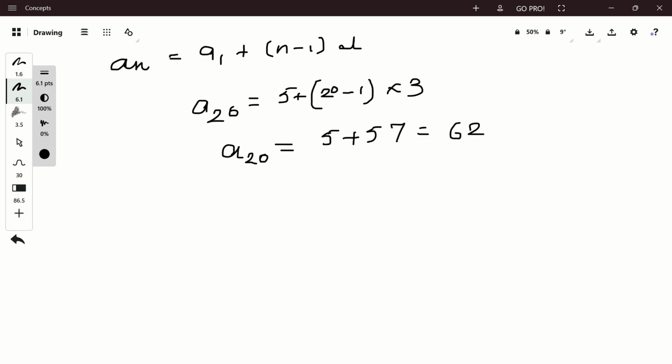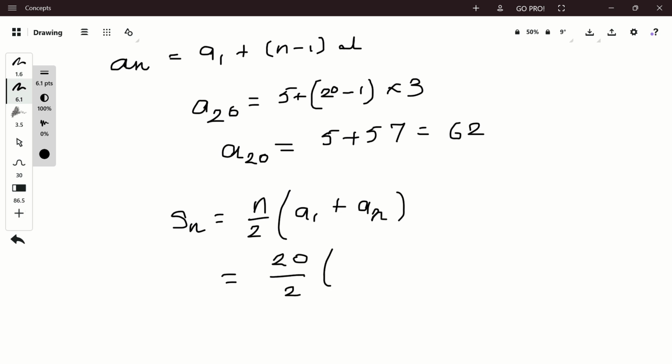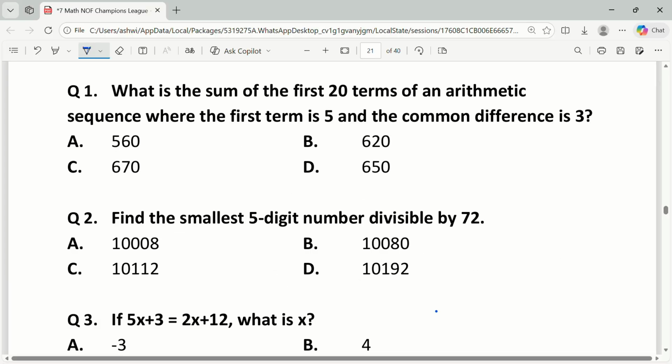The formula for the sum of the first n terms is Sn = n/2 (a1 + an), which is equal to 20/2 (5 + 62), which is equal to 670. Comparing with the options, the answer is C, 670.